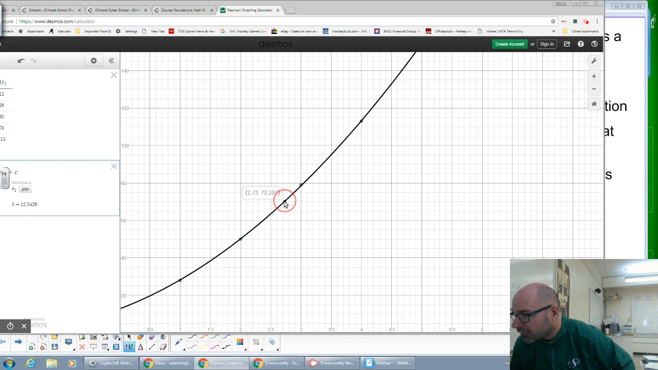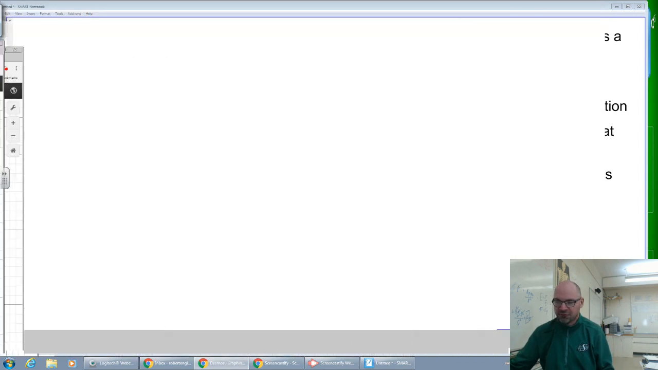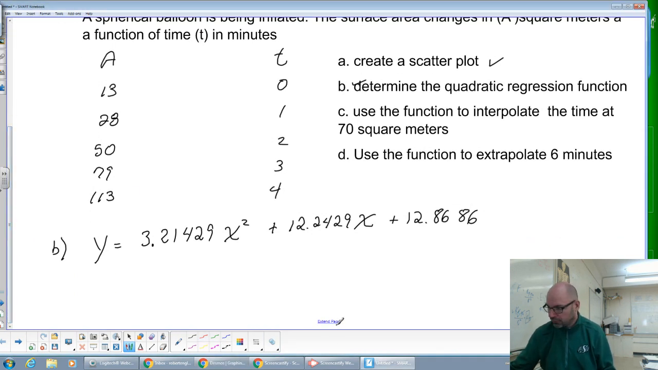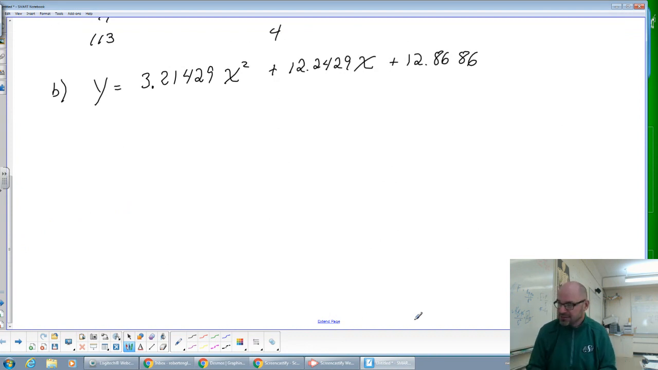So as I go up to 60, okay, it looks like it's about 2.72. So that would tell us about 2.72 minutes. Well, we don't obviously do minutes in decimals, but we could change that 0.72 to seconds if we wanted to. So we can say that for C, 2.72 minutes.